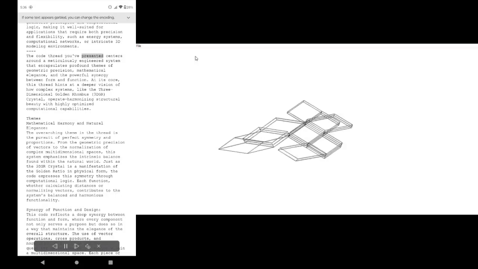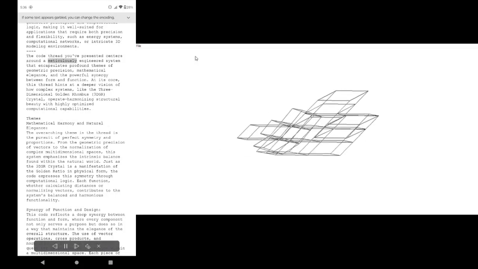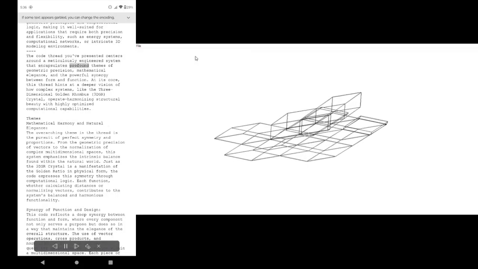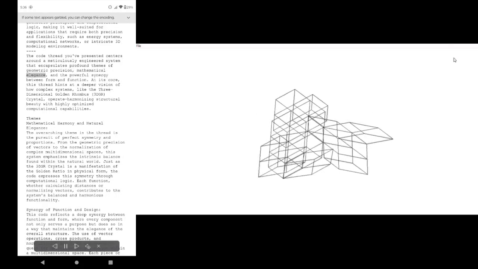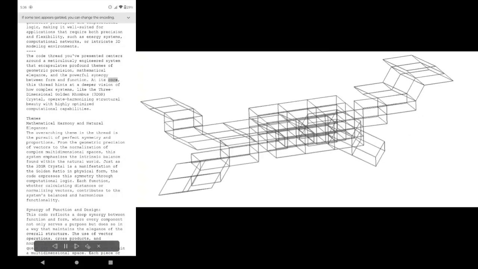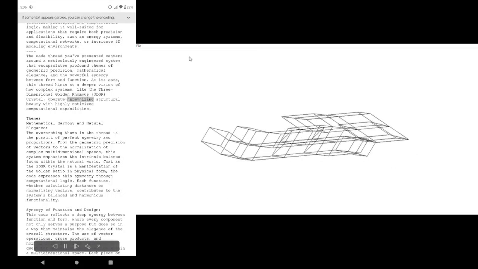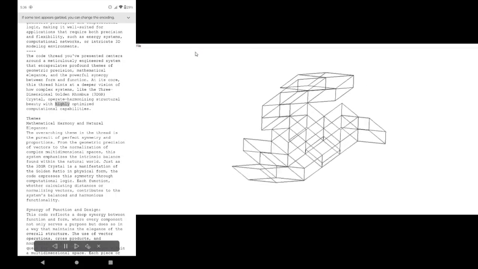The code thread you've presented centers around a meticulously engineered system that encapsulates profound themes of geometric precision, mathematical elegance, and the powerful synergy between form and function. At its core, this thread hints at a deeper vision of how complex systems, like the three-dimensional golden rhombus, 3D jar, crystal, operate, harmonizing structural beauty with highly optimized computational capabilities.